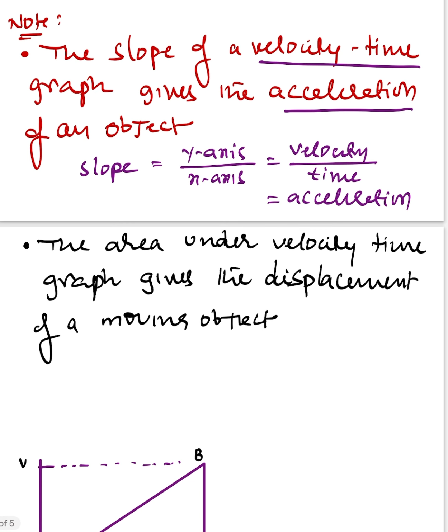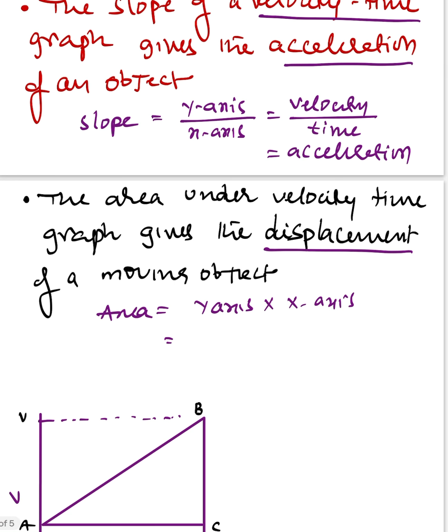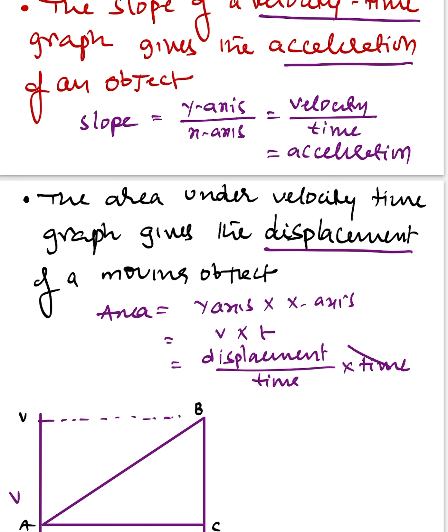The second one is the area under the velocity time graph gives the displacement. Area is nothing but y-axis into x-axis, that is area, like length into breadth. So velocity into time. Velocity is nothing but displacement by time, so into time over here, time gets cancelled. We'll get the displacement. So the second point is the area of the velocity time graph gives the displacement.